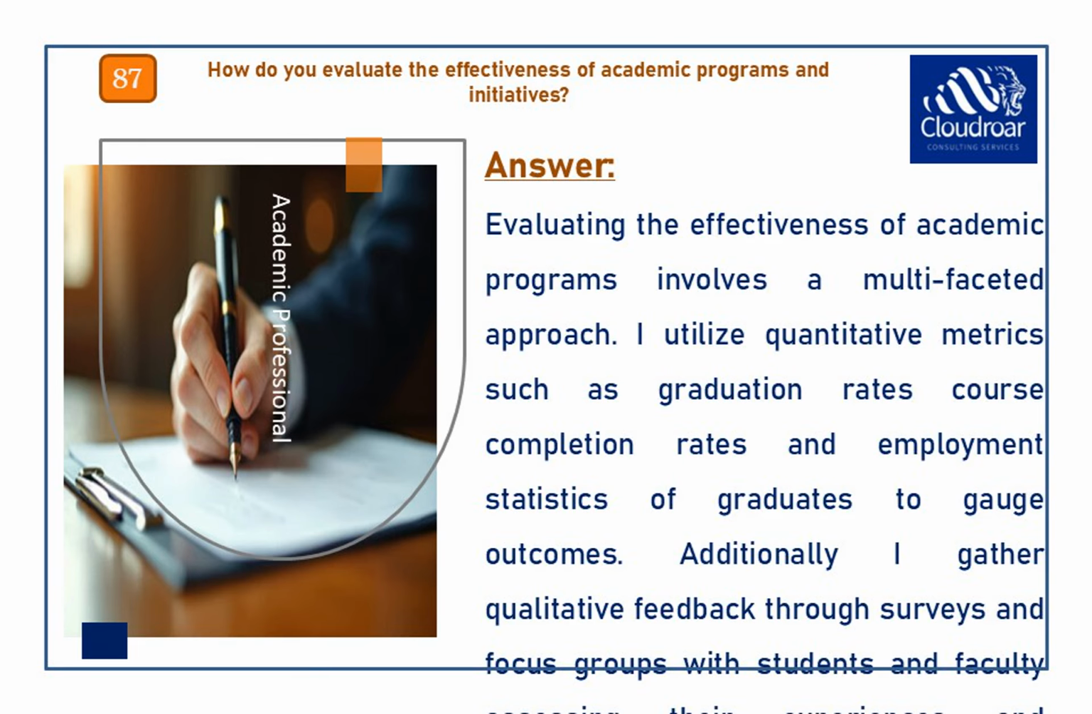Question 87. How do you evaluate the effectiveness of academic programs and initiatives? Evaluating the effectiveness of academic programs involves a multifaceted approach. I utilize quantitative metrics such as graduation rates, course completion rates, and employment statistics of graduates to gauge outcomes.